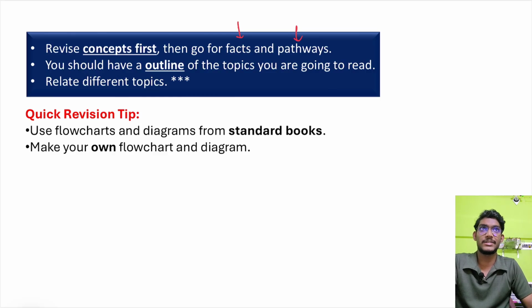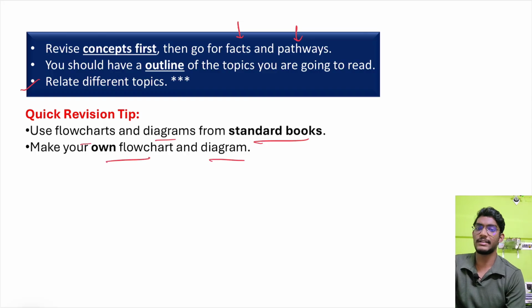Whenever you are reading cell biology, try to relate it with molecular biology. I am discussing this in detail in the next slide, but this relating of different topics is very important, because it will make your concepts clear and will give you another level of confidence. Now during revision, you can follow flowcharts and diagrams from the standard books, but sometimes the flowcharts or diagrams are a bit complex in certain books. Therefore, you can make your own flowchart or diagram or certain mnemonics, so that you can memorize things more easily.